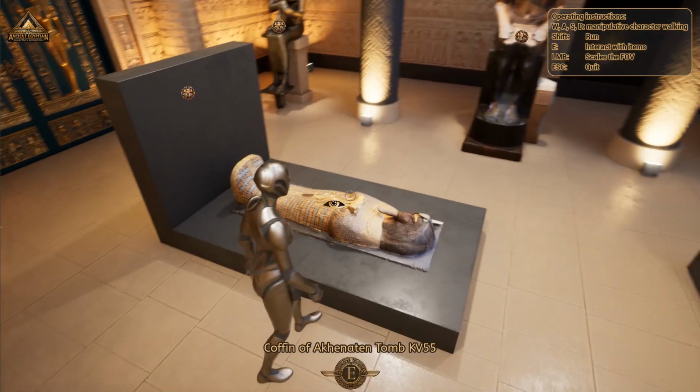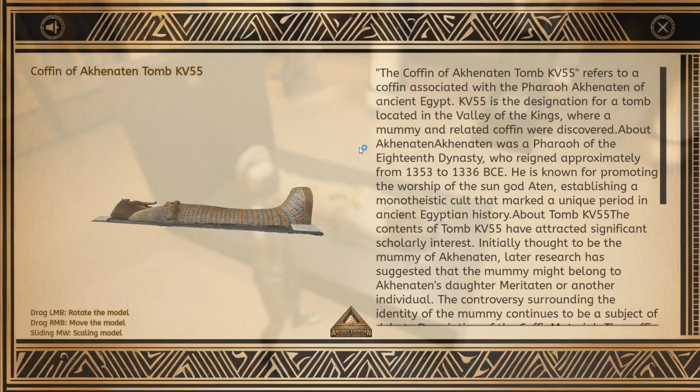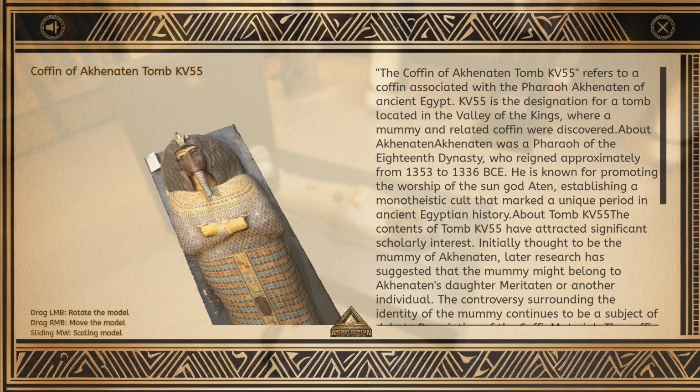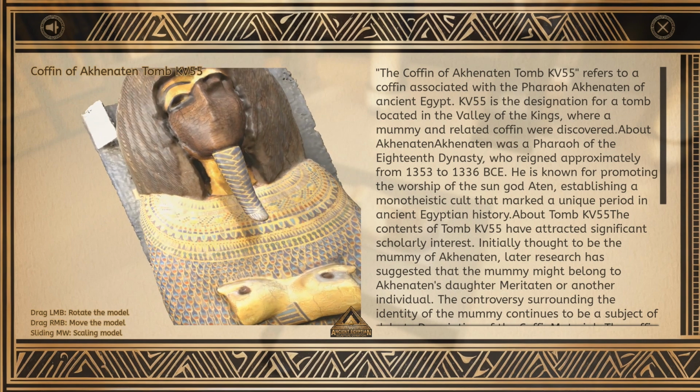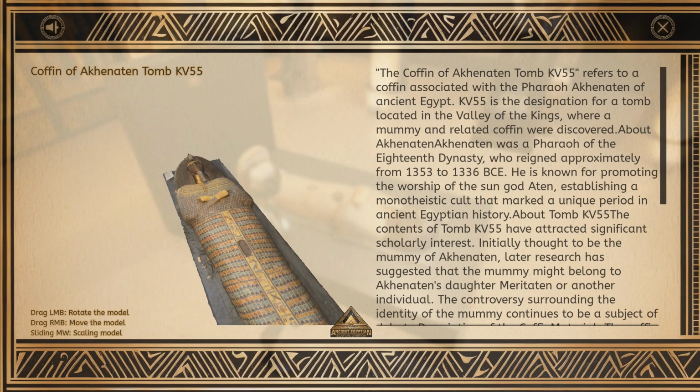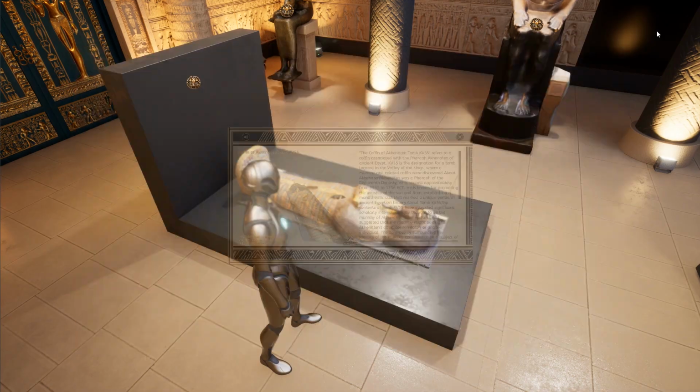The coffin of Akhenaten, Tomb KV55, is a colorful pharaoh's coffin discovered in the Valley of the Kings, featuring very beautiful and colorful textures on its surface. KV-55 is the designation for a tomb located in the Valley of the Kings.